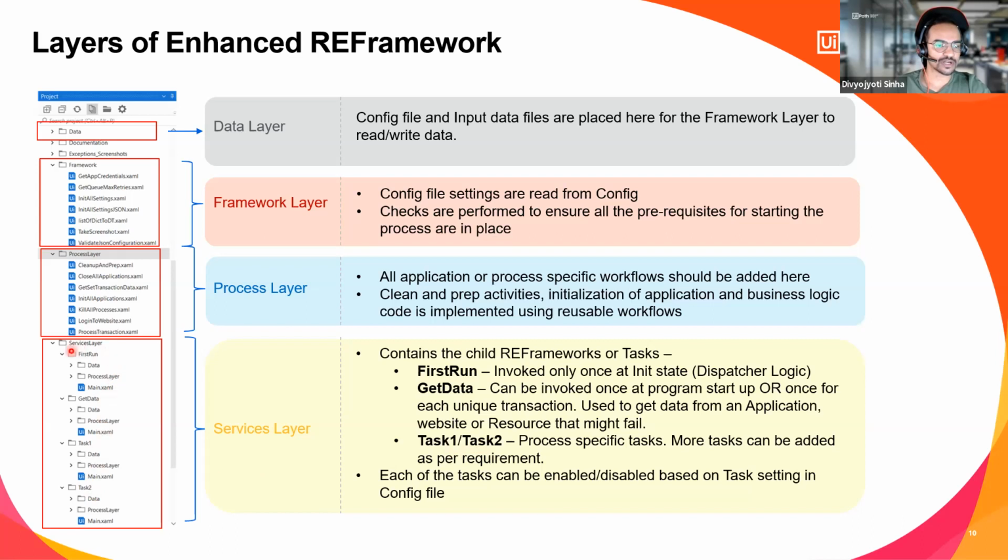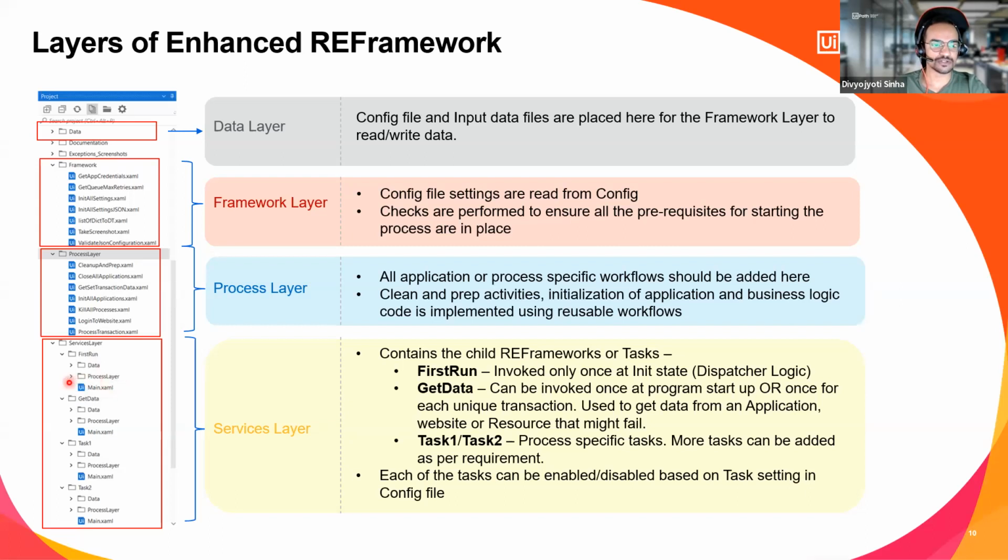But going through the components of this services layer, you can see this is the first run. Each of these child RE frameworks contains these two layers mandatorily, right? One is the data layer and another one is the process layer. The framework layer comes under this. Only these are the framework layers you have under the parent workflow. But for each of these child RE frameworks, you are going to have the data layer and the process layer.